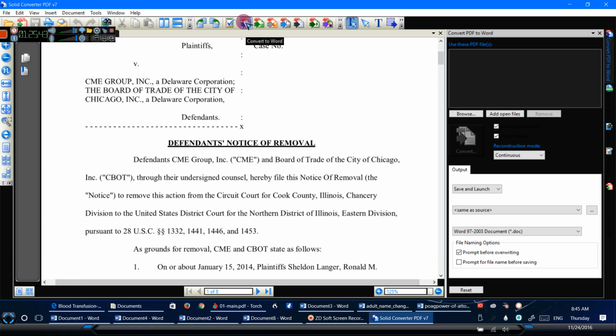Now, right here, convert to Word, convert to Excel, convert to PowerPoint, convert to HTML, convert to text, extract data, extract images.